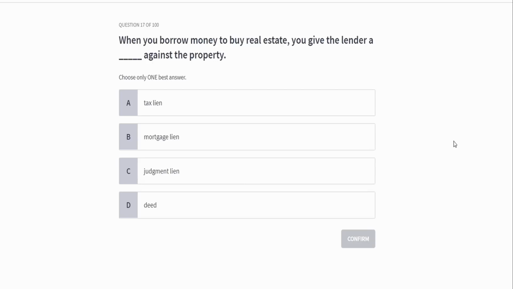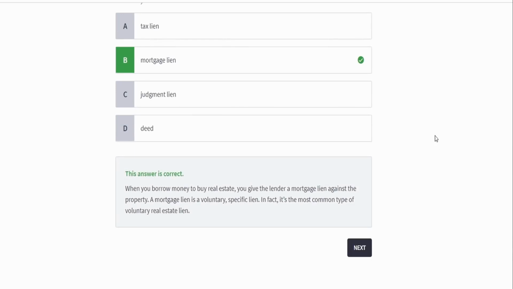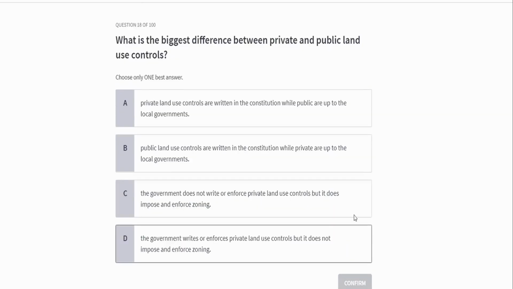Alrighty, so what is our answer for this one? What is it going to be? Well, it is B. That's right, it's a mortgage lien. So when you borrow money to buy real estate, you give the lender a mortgage or a mortgage lien against the property. A mortgage lien is a voluntary, specific lien. In fact, it's the most common type of voluntary real estate lien, which makes sense, right? I mean, you hear that term all the time. Pretty straightforward one there. I won't explain too much else about that.